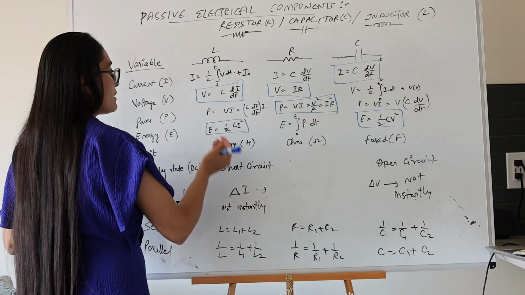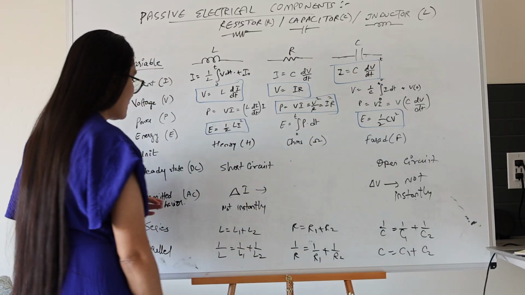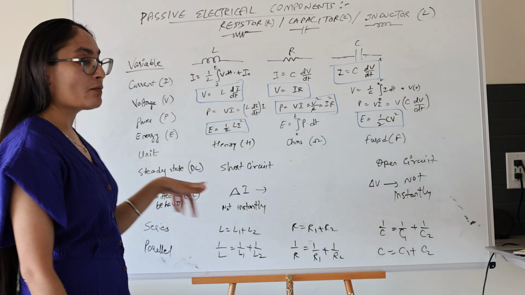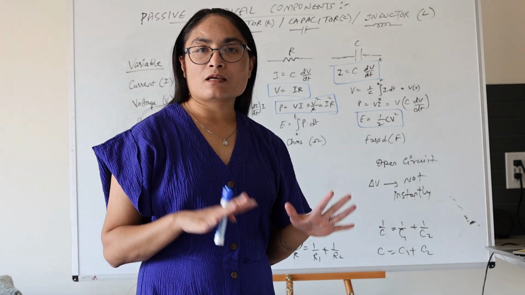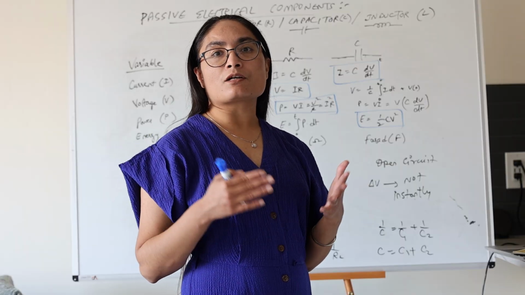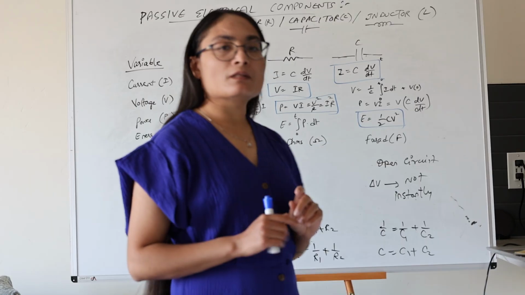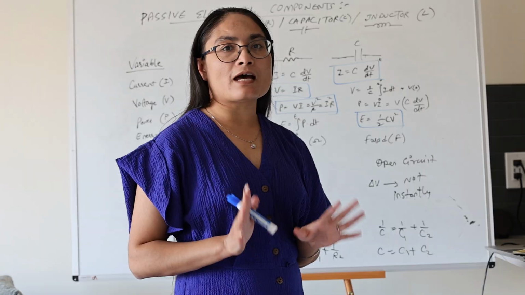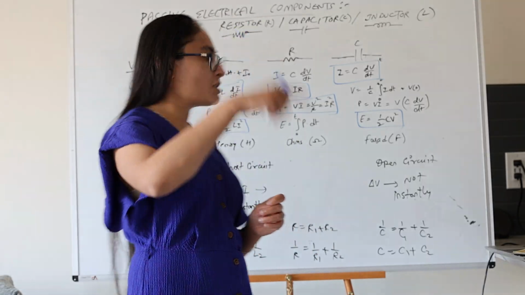Now there are units: Henry for inductor, ohms for resistor, and farad for capacitor. One thing we haven't covered that is really important to know is that when we have a DC current flowing, in that case, inductors act as a short circuit. And the capacitors, on the other hand, act as an open circuit. This is only true when we have DC current. When we have AC current, things are changing.